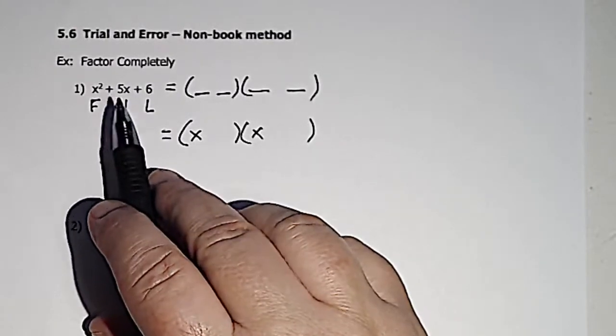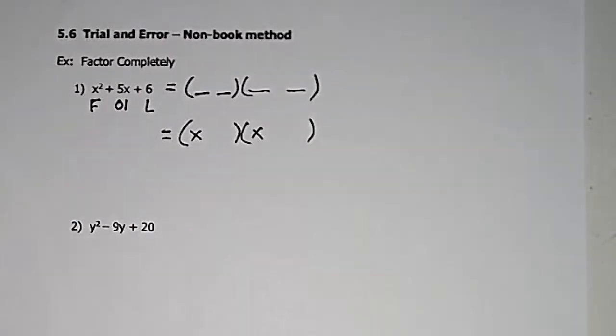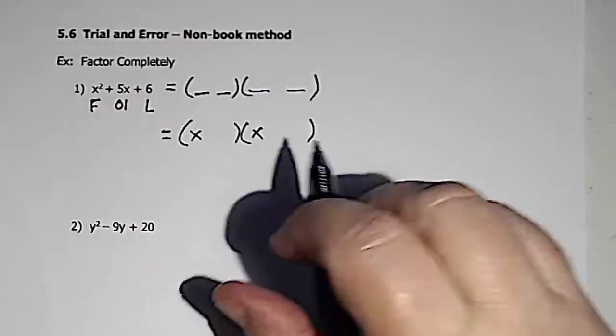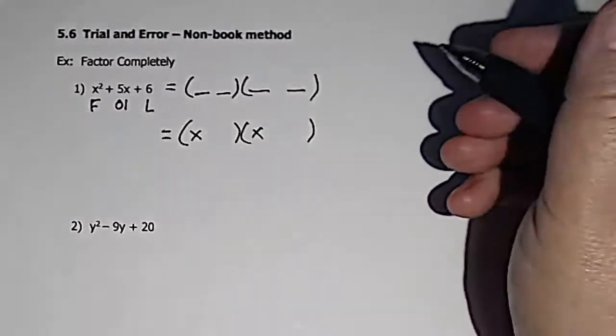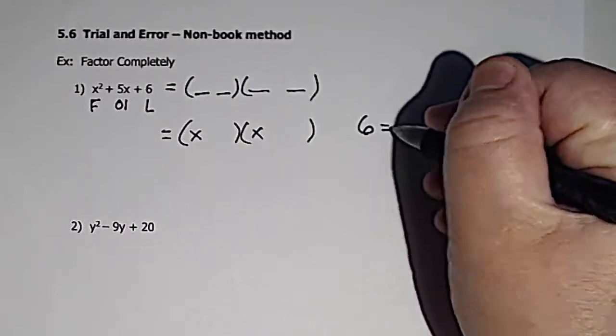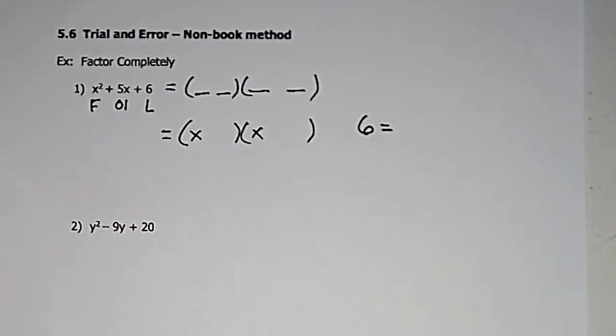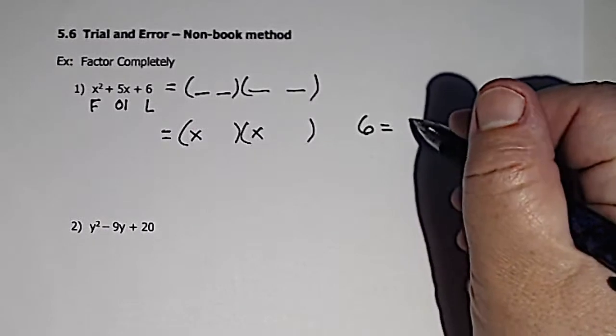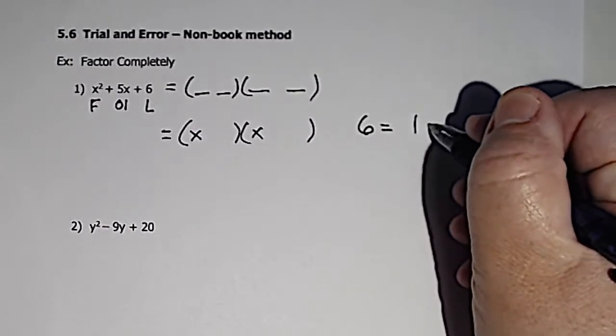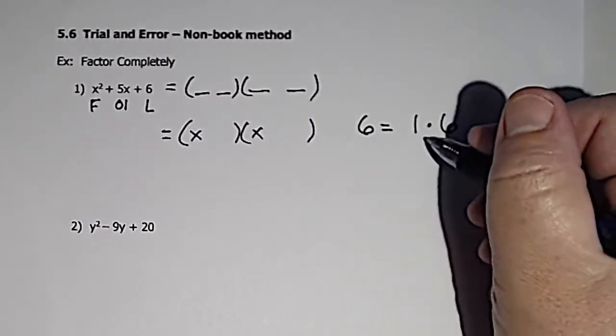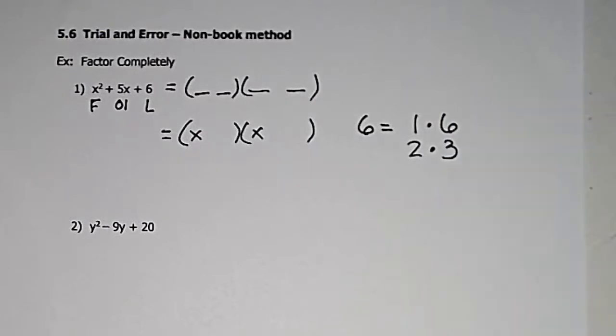So I'm going to skip the middle one. I don't look at the middle. First, I look at the first one, and then last, I look at the last one. I say 6, and I say to myself, what times what gives me 6? So I could have 1 times 6. I could have 2 times 3. I think that's pretty much it.